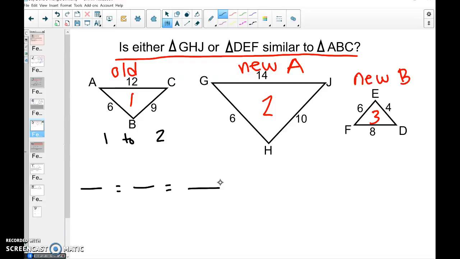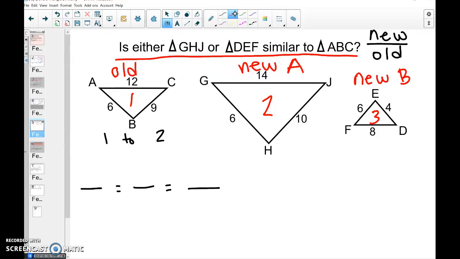Make sure you're setting up new over old. It's important that you keep that same process, all right? Don't switch it up. All right, pause here, try it on your own. Do not just copy what I do, at least attempt it on your own.